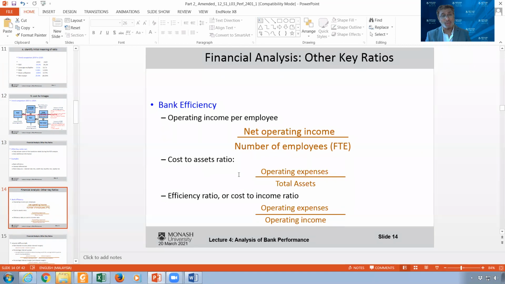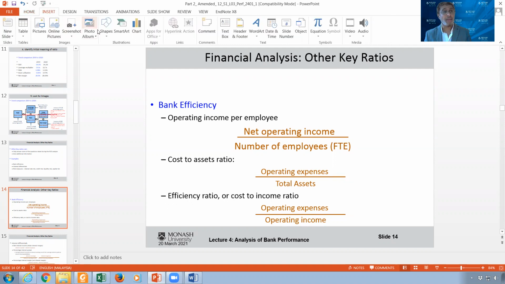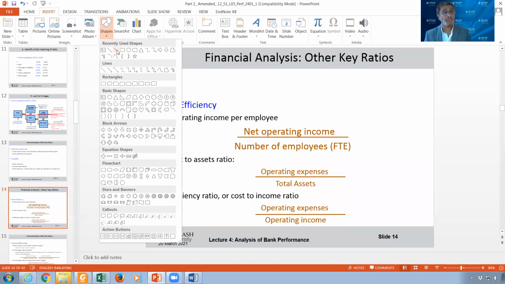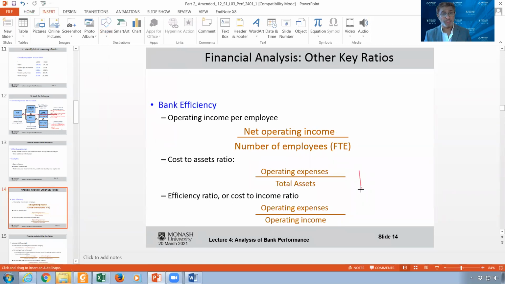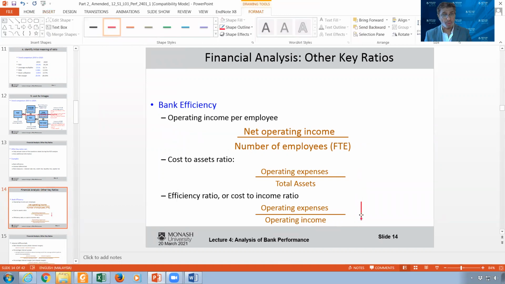So the cost to asset ratio, which is operating expenses over the total assets. And then we have the efficiency ratio, which is operating expenses over operating income. One of the things you want to know is whether a ratio is better low or better high. For the operating expenses over the total assets, I want it to be as low as possible. Operating expenses to operating income, I want it also to be low.